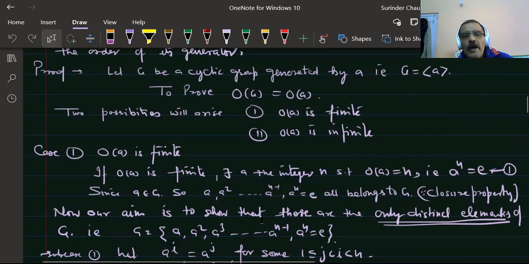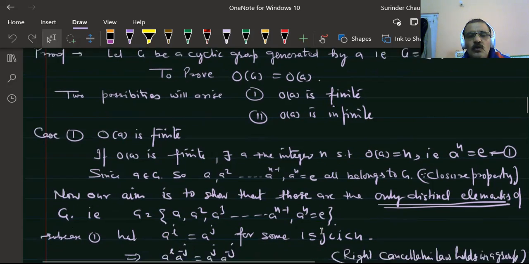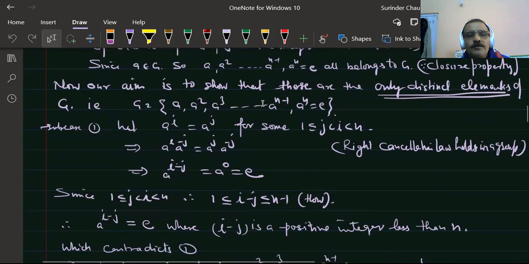Now our aim is to show that these are the only distinct elements of G. That is, we show that G consists of the elements A, A squared, and so on up to A to the power n minus 1, and this one is equal to E. Subcase first: let us prove that they are distinct. We will prove it by contradiction.